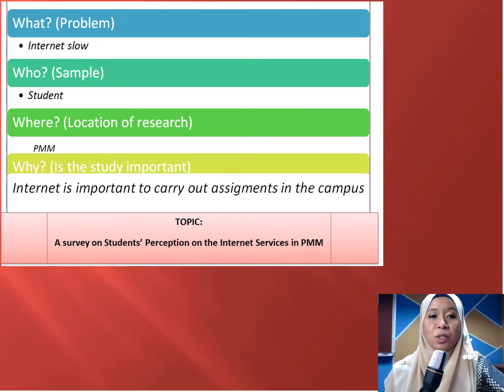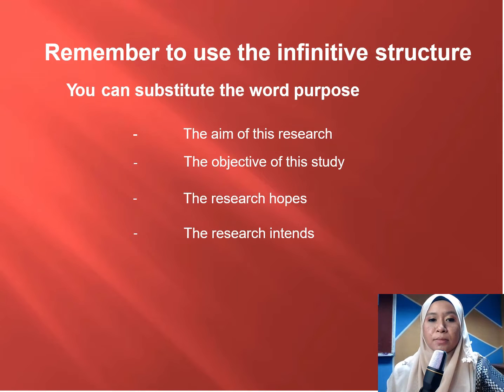So include what is the problem, who is going to be in your research, where is it going to be, and why. So you can use infinitive structure. So substitute the word purpose. Okay. This is in regards to writing the introduction. So you can say the aim of this research, the objective of this research, the research hopes, the research intends. So you are highlighting in your introduction what is the purpose of the mini project.